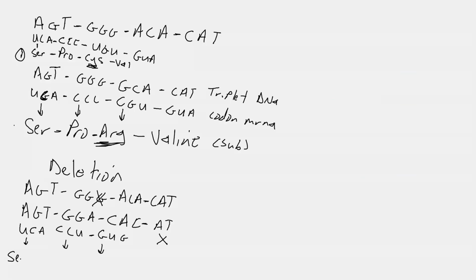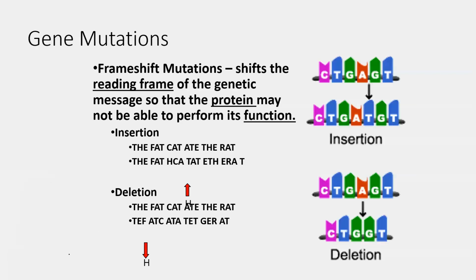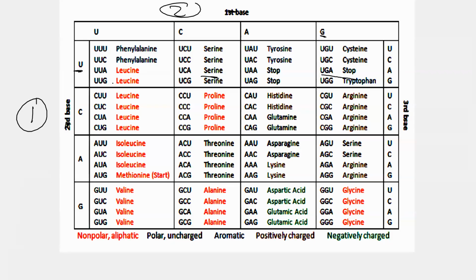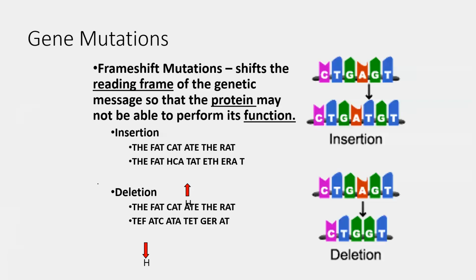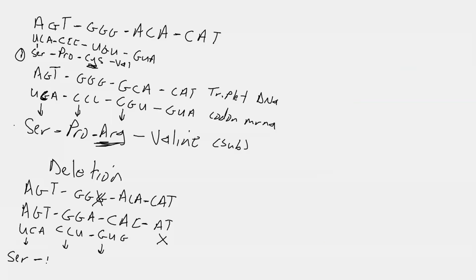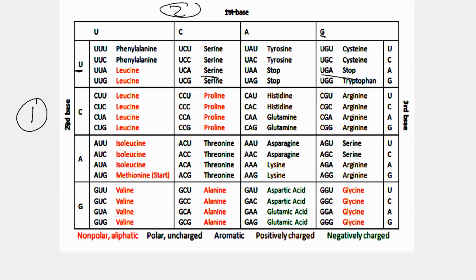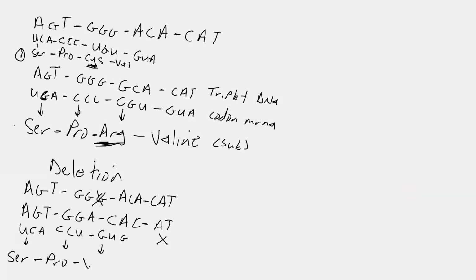So that's serine. And CCU gives us proline. And GUG gives us valine. And we're one short, okay? So I want you to notice that all the amino acids after the point of deletion have changed. And we now end up with one amino acid short.